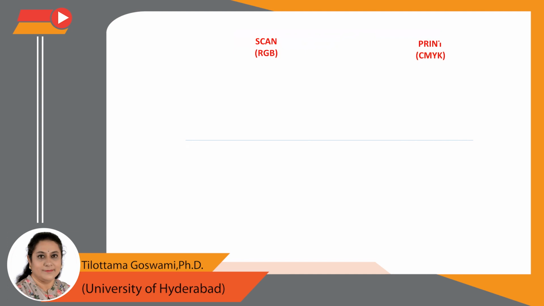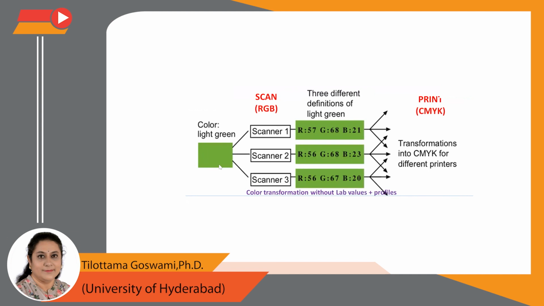Let us see the advantages of using the color space, which is device independent. If we do a color transformation without the lab values or the ICC profiles, then this color, when scanned by 3 scanners, gives 3 different combinations of RGB which are close to each other, and then it's transformed to CMYK for different printers. Hence, this color transformation is device dependent and the output may not look the same.